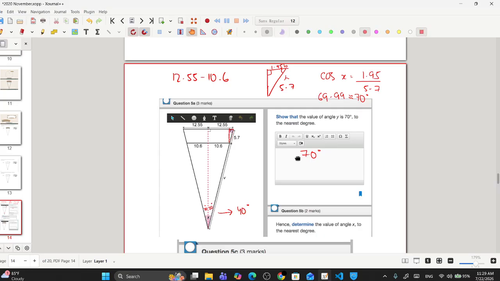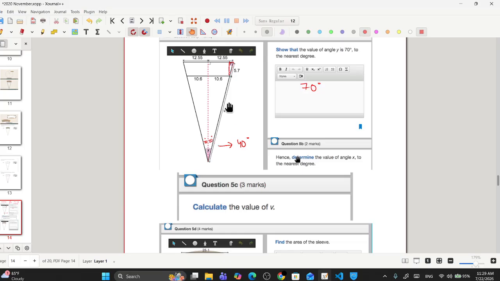5 part C. Calculate the value of V. V is supposed to be this length. In order to solve for the value of V, I have the angles present with me. This angle is 20 and this length is 10.6. This length is V. This is supposed to be the hypotenuse.